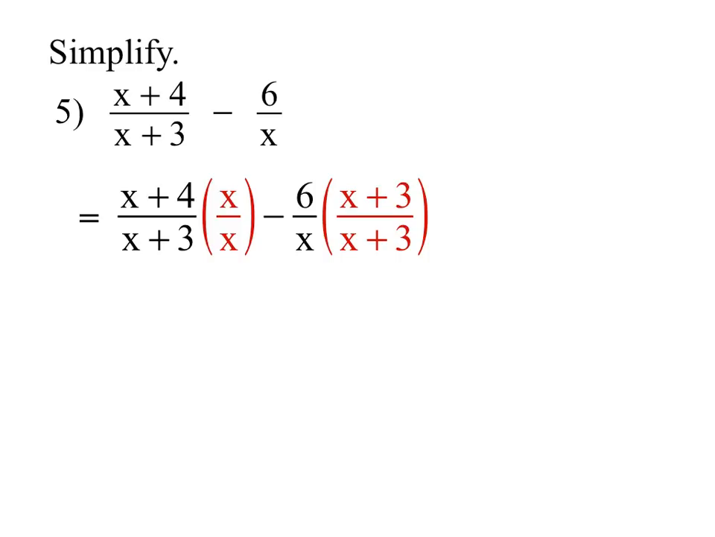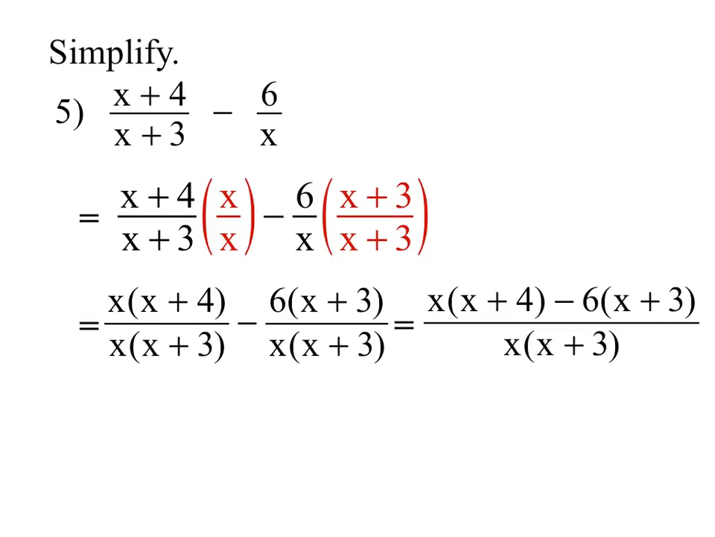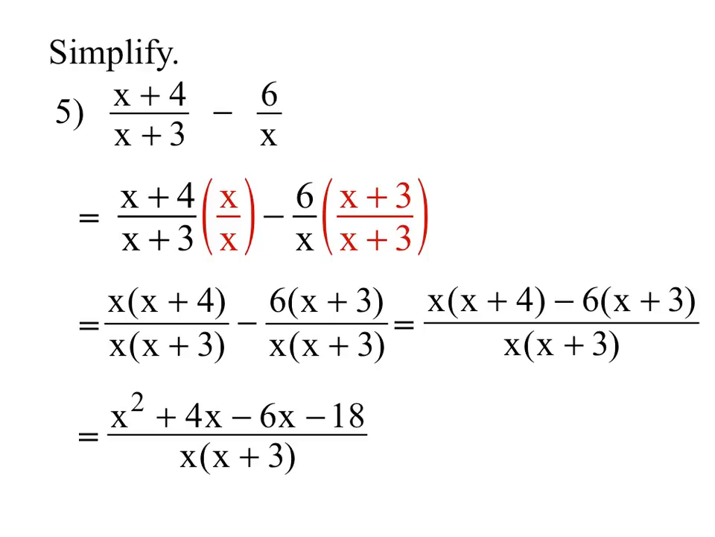Multiply the first fraction by x over x, the second fraction by x plus 3 over x plus 3. Combine my numerators all over one denominator, and then distribute the negative 6 into the x plus 3 and the positive x into the x plus 4. x times x is x squared, x times 4 is 4x, negative 6 times x is negative 6x over negative 18.